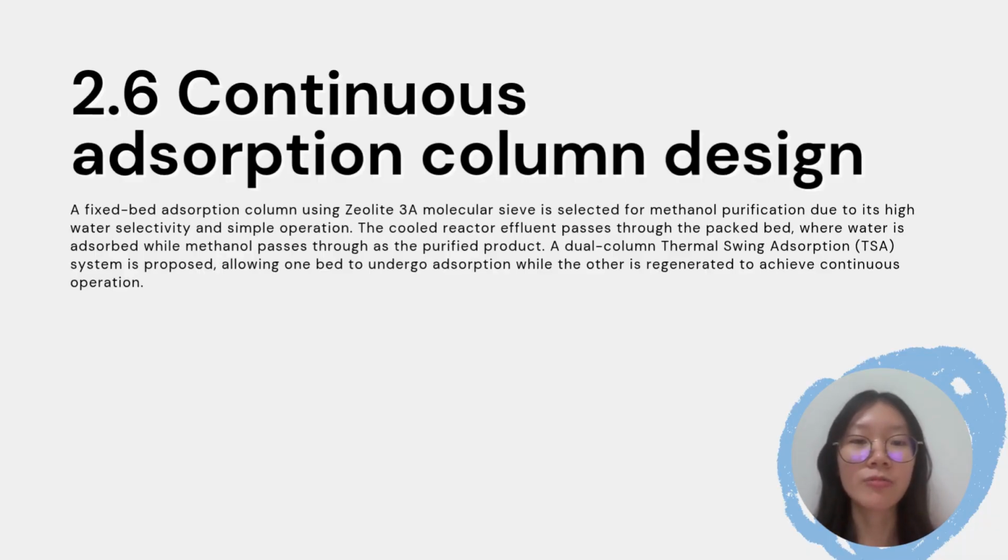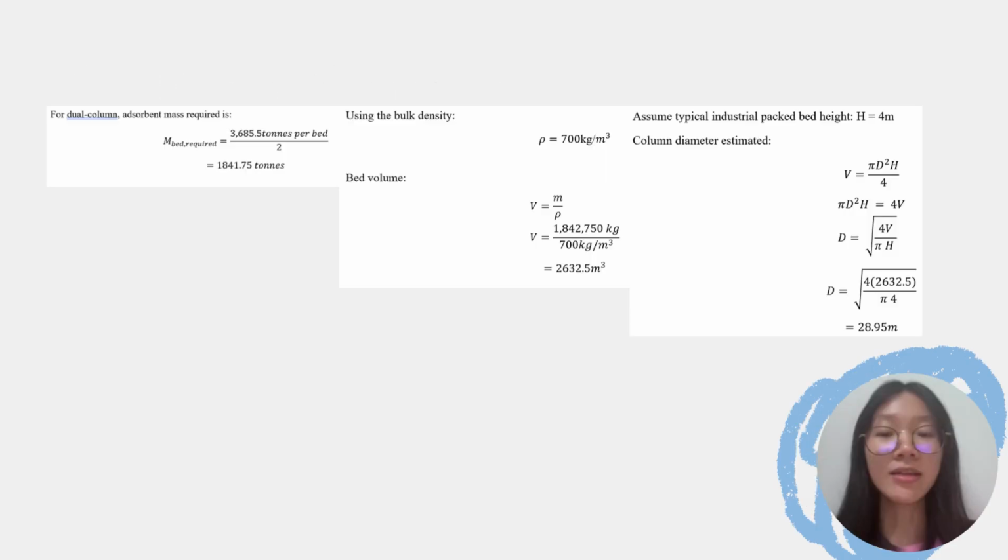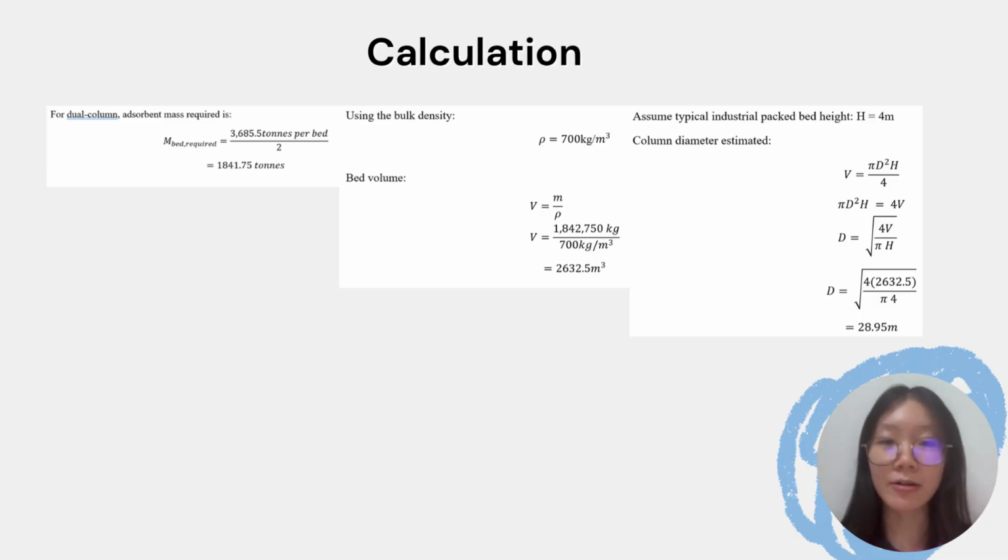To achieve continuous separation, a dual-column thermal swing adsorption system is proposed. During operation, one column functions as the adsorption bed to remove water from methanol, while the second column undergoes regeneration through heating to remove the adsorbed moisture. Once the active bed reaches saturation or breakthrough, the feed is switched to the regenerated bed, allowing continuous purification without interrupting production. Next, I will be presenting the calculations.